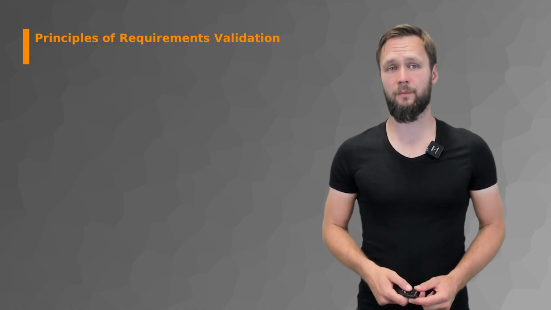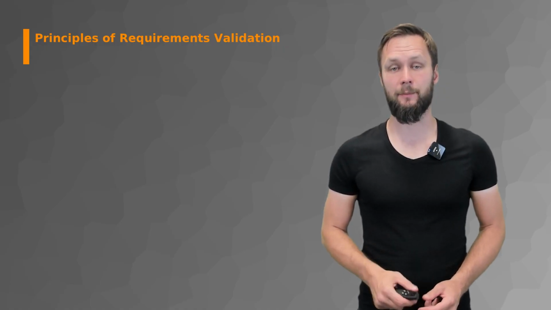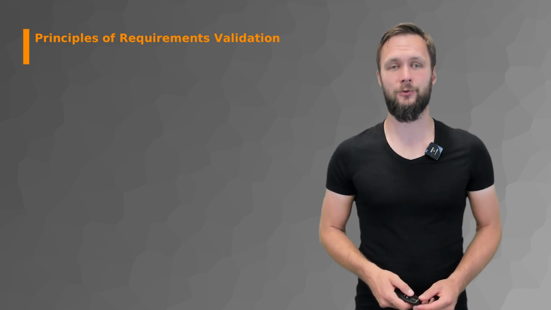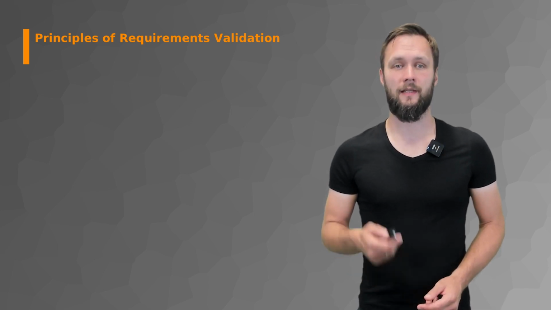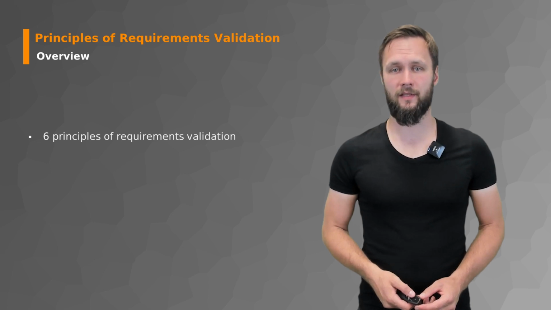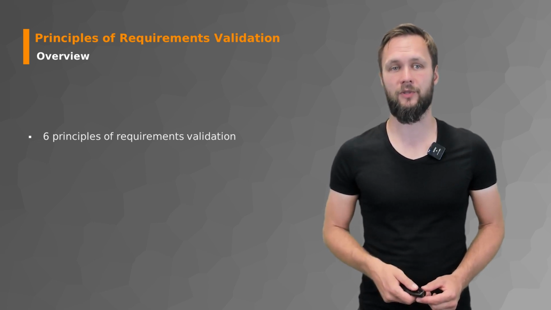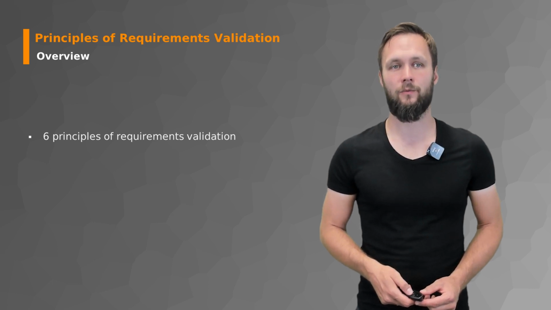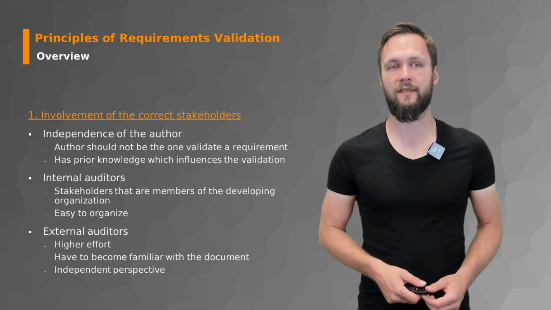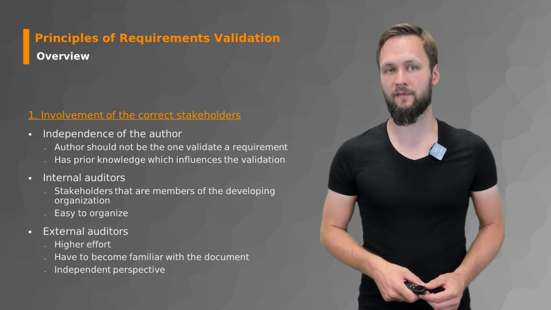There are a few principles of requirements validation that can help you as a requirements engineer to do a better job. In general, there are 6 principles, and in the next few slides, we'll work through each of those principles one by one. First, involve the correct stakeholders for the requirements validation process.